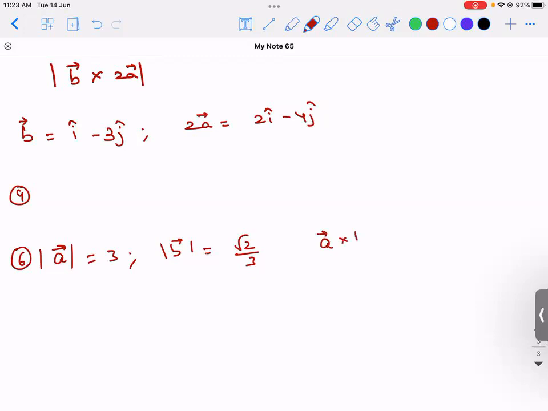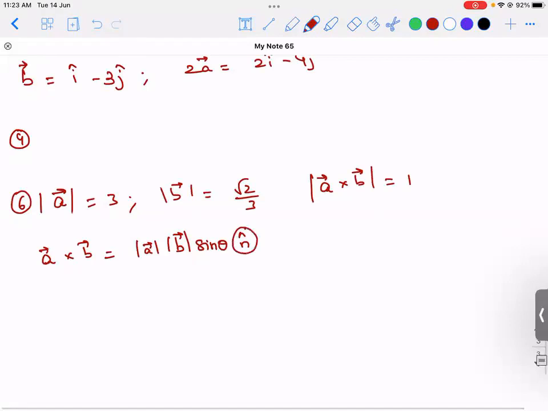So A vector cross B vector is a unit vector. Hence, the magnitude of it is 1. Then find the angle between A vector and B vector. It's very simple. Now you can do it. So we know that A vector cross B vector is equal to magnitude of A vector times magnitude of B vector times sine theta n cap.